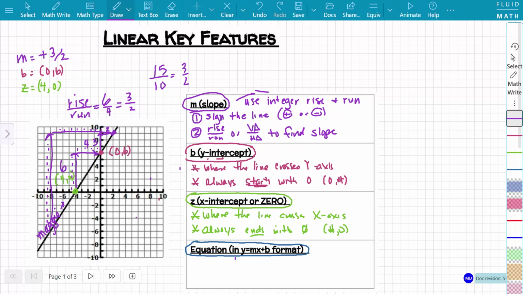All right, so once I know M and I know B, I can use M and B to write my equation. And my equation is y equals mx plus b, which in this case is y equals 3/2 x plus 6.